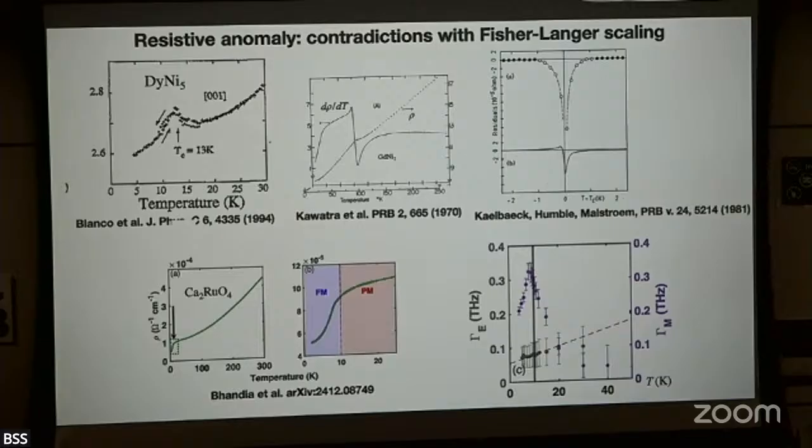All right, I'm done with the first part, disorder, and I'm ready to move to electron-electron interactions. Any questions about disorder? Let's ask them now. Yes?